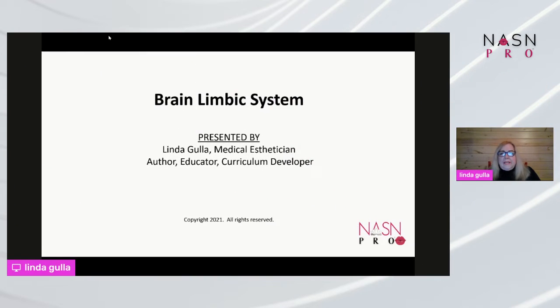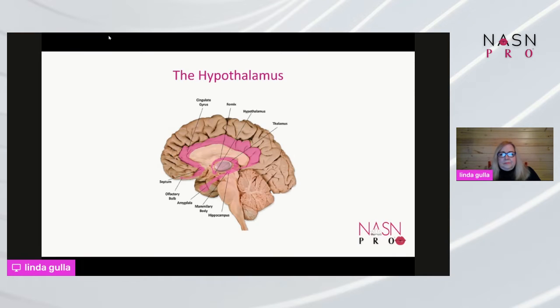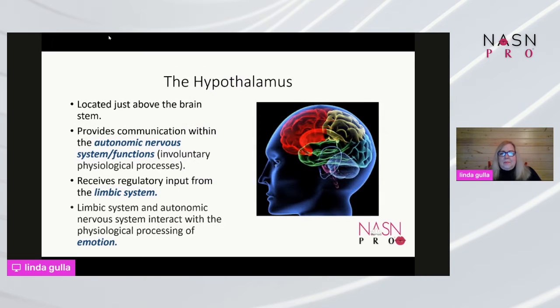Today, we're going to discuss the brain limbic system. We're going to begin by discussing the hypothalamus, which is the part of the brain that makes up the limbic system. The hypothalamus is located just above the brain stem. It provides communication with the autonomic nervous system and functions, which is our involuntary physiological processes. The hypothalamus also receives regulatory input from the limbic system. The limbic system and the autonomic nervous system interact with each other for the physiological processing of emotion.